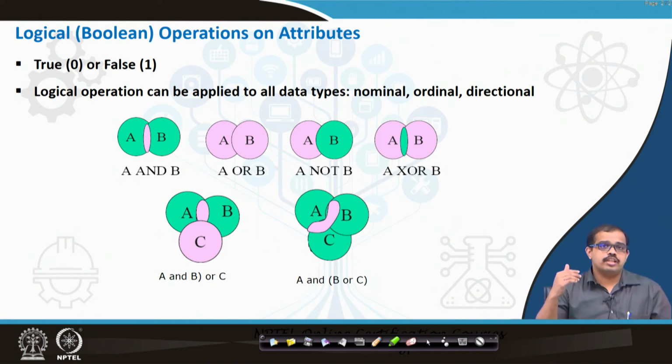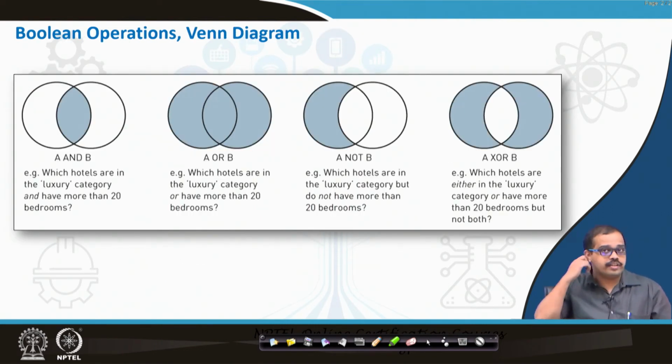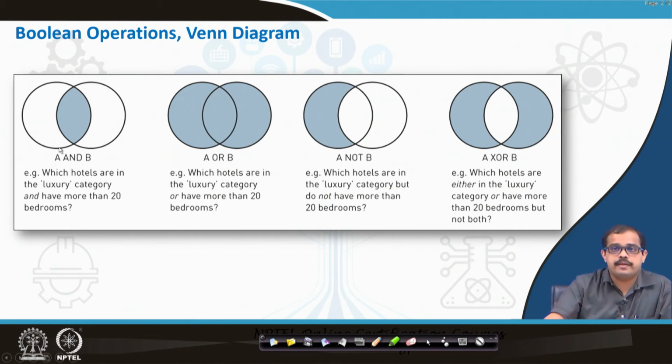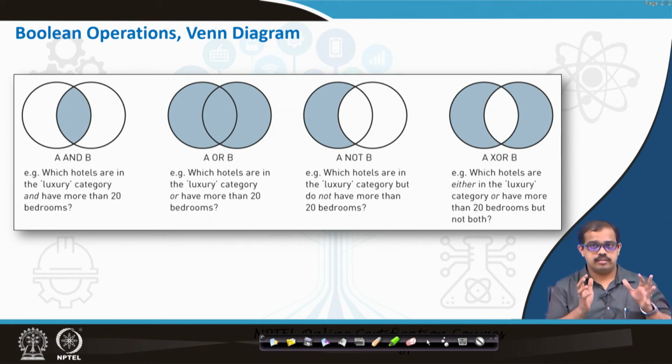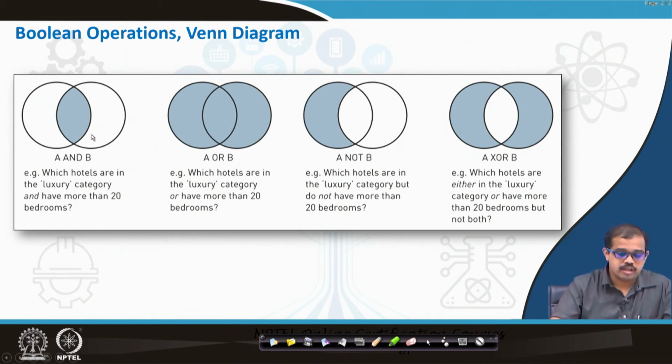So, when you are looking at logical operations, it can be applied for all kinds of data. It can be nominal data, it can be ordinal data, it can be directional data, any kind of data that is there, logical operations can be applied. And just to give you an example of all of these, if it is A and B, okay, for example, if I want to look at a query, which hotels are in a luxury category and have more than 20 bedrooms, which means I should filter out the data which is in the hotels with luxury category and also having more than 20 rooms. So, that comes here. Okay.